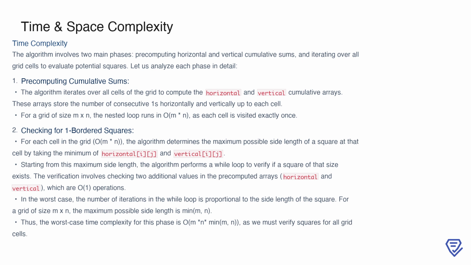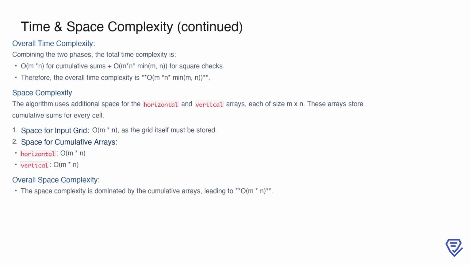However, the while loop that performs this verification runs a number of iterations proportional to the side length of the square, which can be at most min(m, n). Since this process is repeated for every cell in the grid, the time complexity for this phase is O(m*n*min(m, n)). Combining these analyses, we get O(m*n) from the cumulative sums phase, and O(m*n*min(m, n)) from the square checking phase. The latter dominates, so the overall time complexity is O(m*n*min(m, n)).